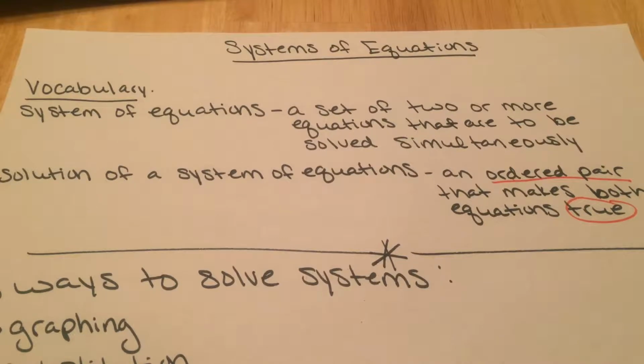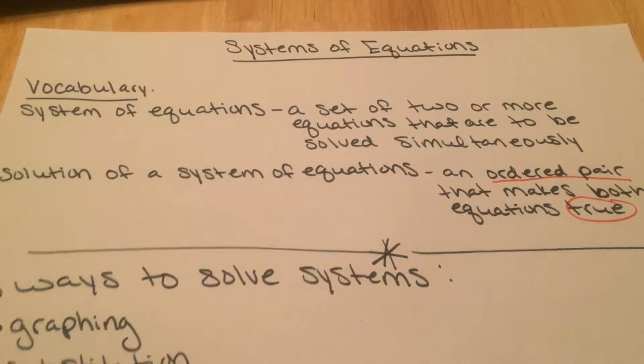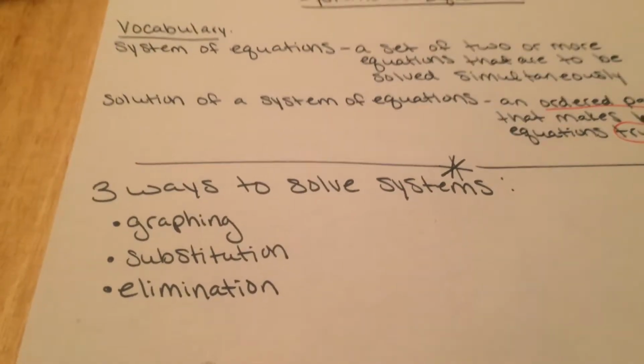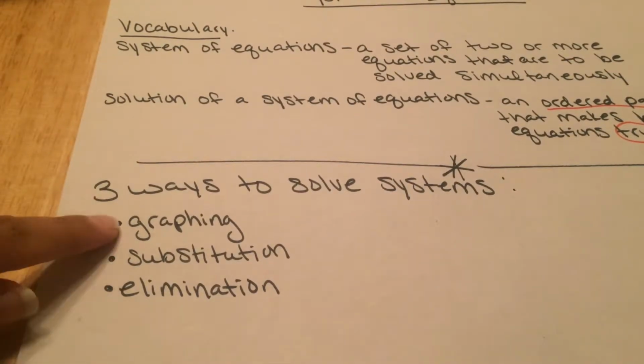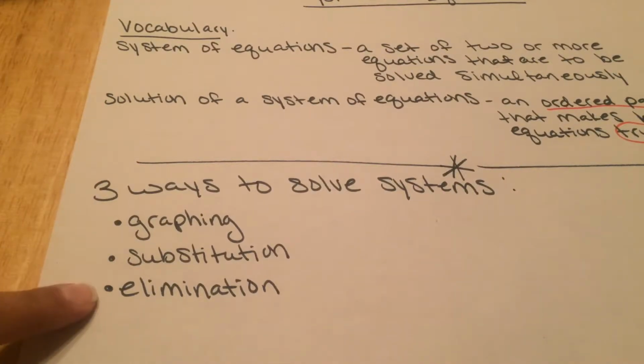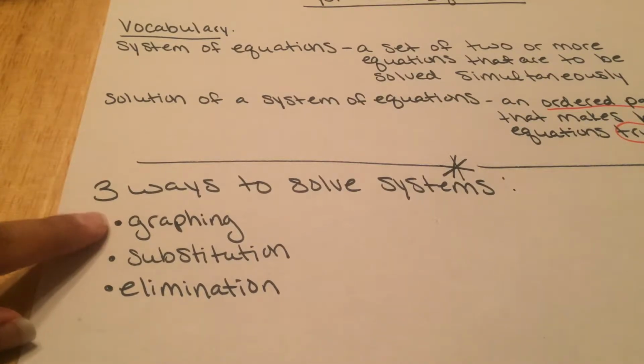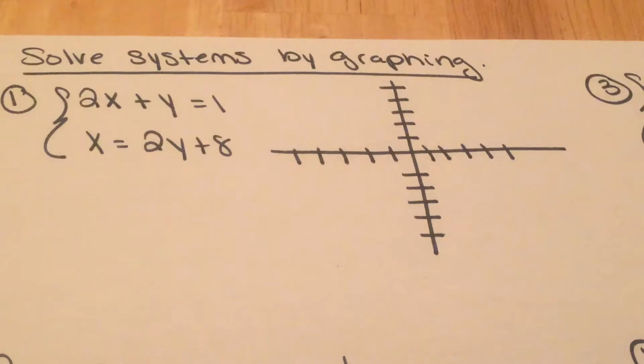true. Super important there. Okay, so we're going to start off by seeing our three ways to solve systems. And those three ways that we're going to solve systems today are going to be by graphing, substitution, and elimination. Not going to lie, graphing ain't my favorite. We're going to start off by solving systems by graphing.